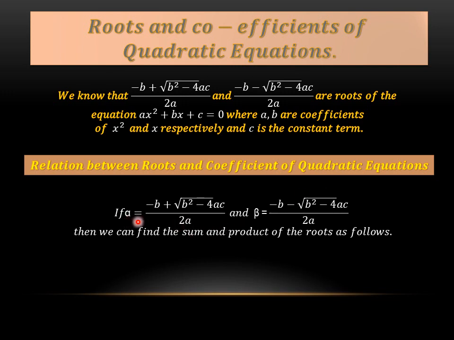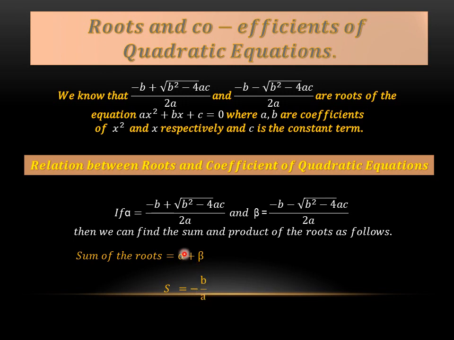If we say that alpha is minus b plus under root b square minus 4ac over 2a and beta is minus b minus under root b square minus 4ac over 2a, then we can find the sum and product of the roots. The sum of the roots will be alpha plus beta and the product of the roots will be alpha multiplied by beta. So the sum of the roots, alpha plus beta, will be minus b over a.